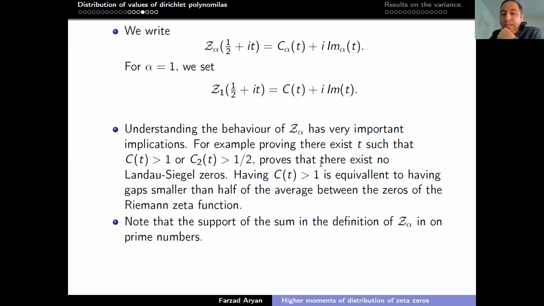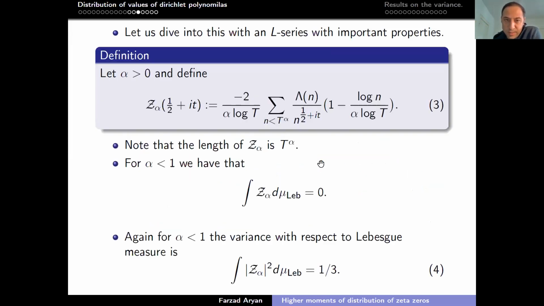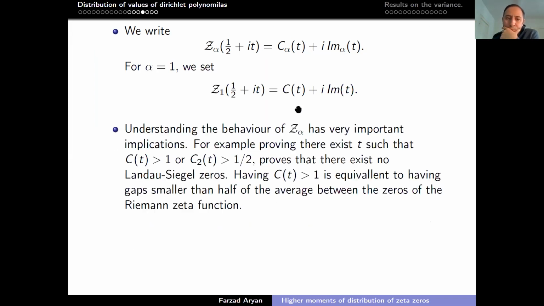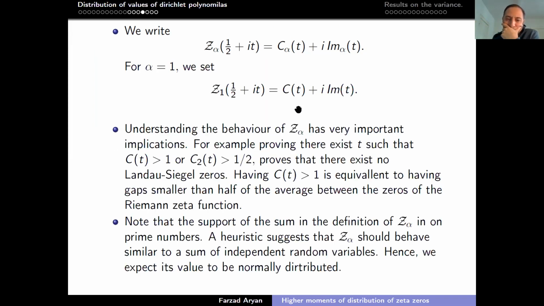So let me give you a heuristic. Here I want to give you the heuristic of how people who do probabilistic analytic number theory would guess the distribution of values of Z. Note that the support of the sum in the definition of Z is on primes; the function lambda just limits my sum to primes. So people look at primes p to the power it as independent random variables. And you have a sum of independent random variables, so they say we expect it to be normally distributed.